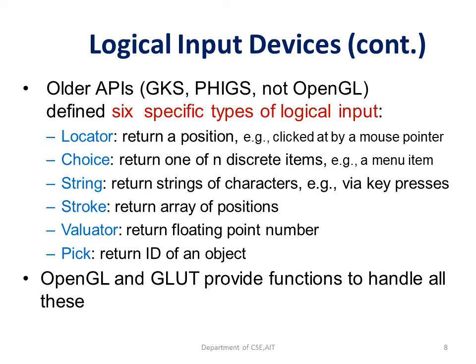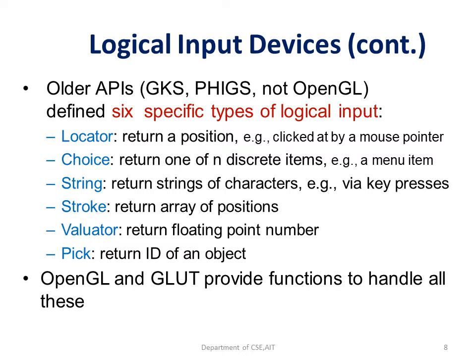The input devices can be considered as devices which can return six specific types of logical input. The first one is the locator. A locator device is going to provide a position in the world coordinate to the user program. It is usually implemented by means of a pointing device such as a mouse or a trackball.